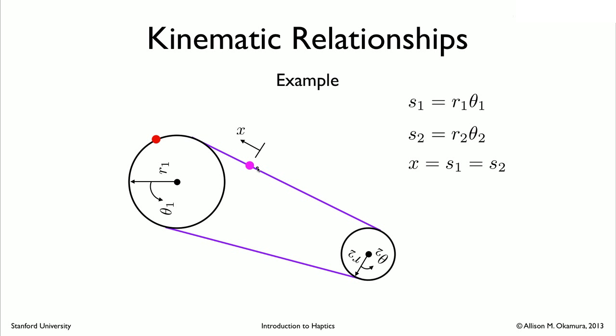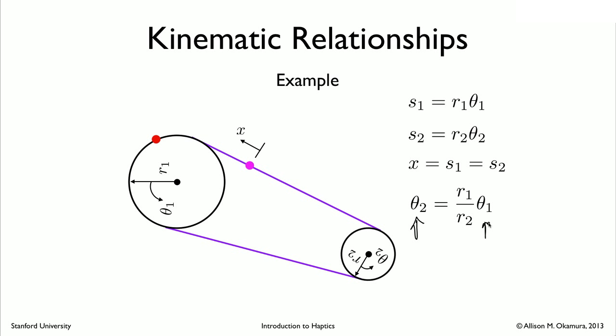So if we defined a point x, any point x on that belt, the amount of distance that it travels, x, has to equal the arc length the belt travels over the first pulley as well as the arc length traveled over the second pulley. So now we have a relationship where we just have to set these two quantities equal to each other. And when you do that calculation, you get theta 2 as a function of theta 1.